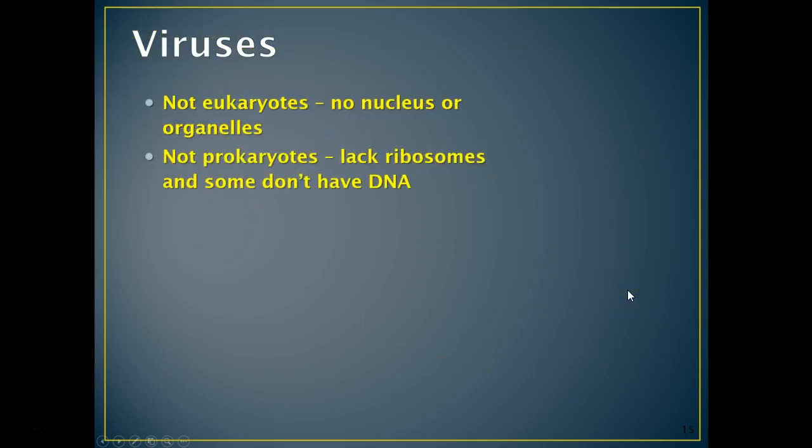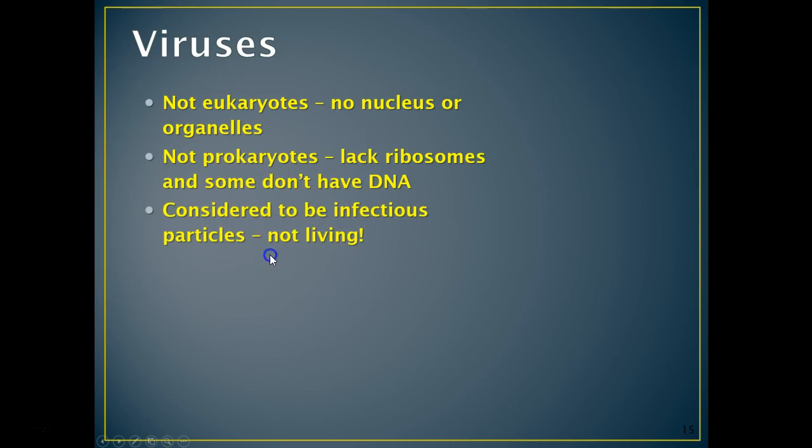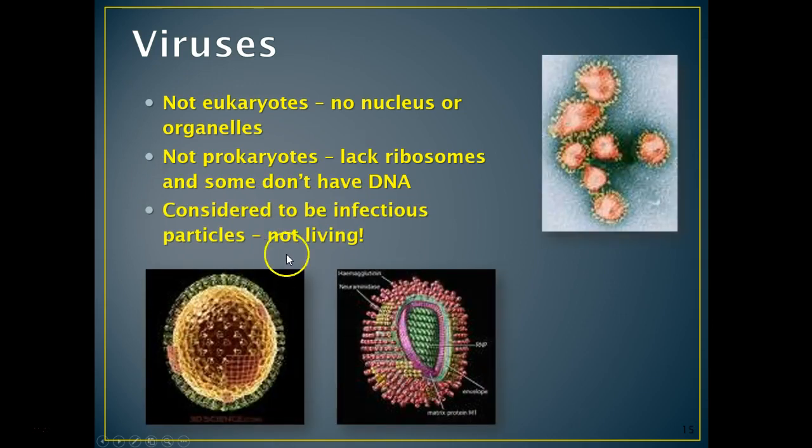So viruses are not eukaryotic organisms because they don't have nucleuses, they don't have organelles. They're not prokaryotic organisms either because they lack ribosomes, they are not a cell, and some of them don't even have DNA, they have RNA instead. So from the standpoint of organisms being eukaryotic or prokaryotic organisms, we're not going to find viruses in that. And so we consider them to not be living.